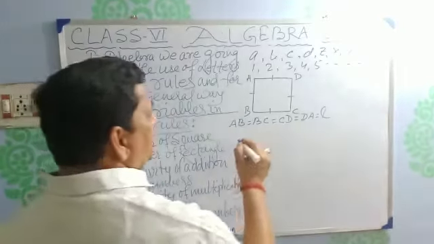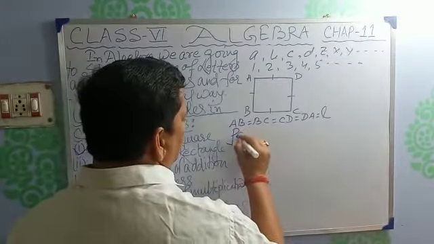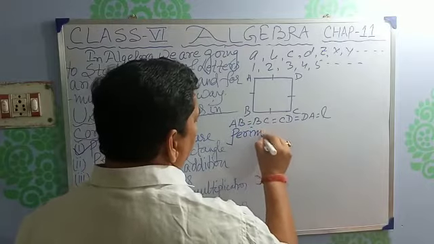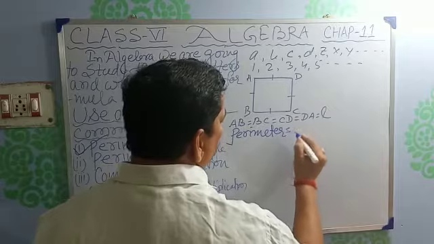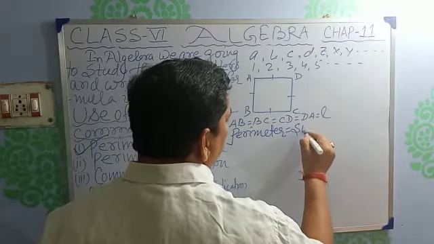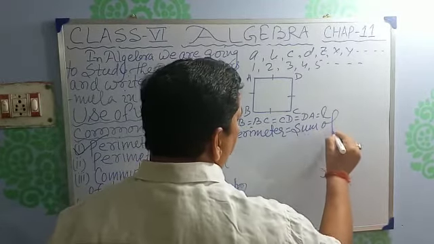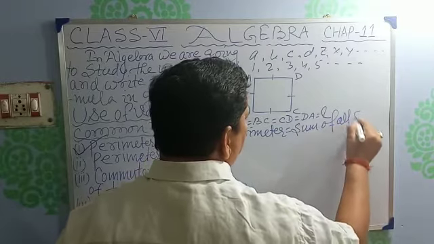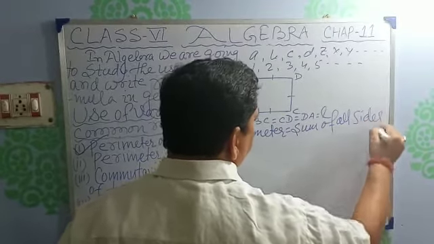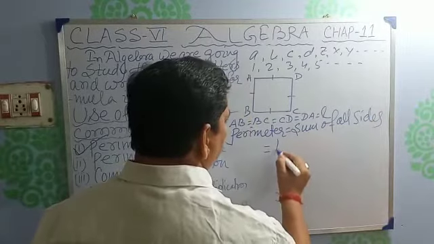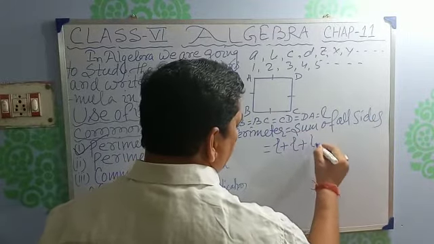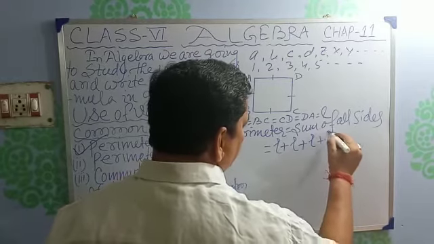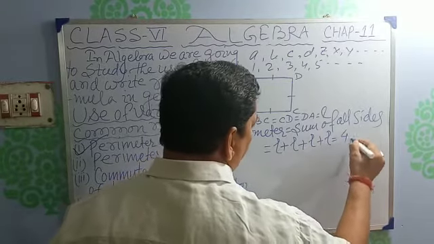So what will be the perimeter? Perimeter equal to sum of all the sides, that is L plus L plus L plus L, that is 4L.